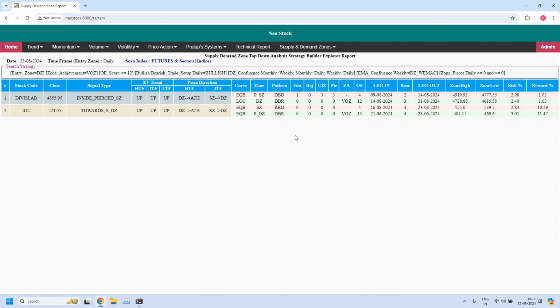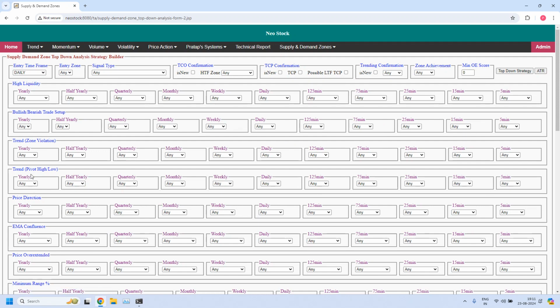Okay, this is about the bullish trade setup for monthly income trade. Next, the bearish trade setup for monthly income trade. So the entry time frame is daily, and the entry zone is the supply zone. In bullish or bearish trade setup in daily, I am selecting bearish.